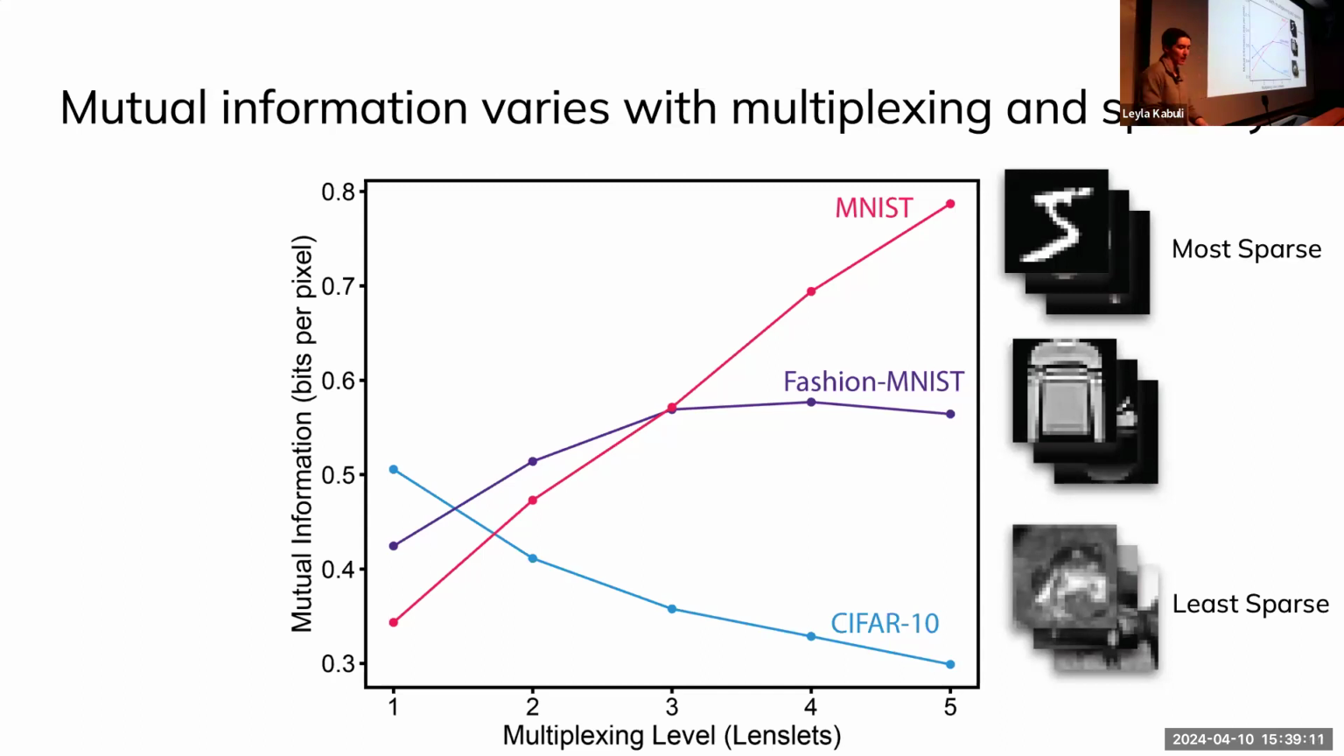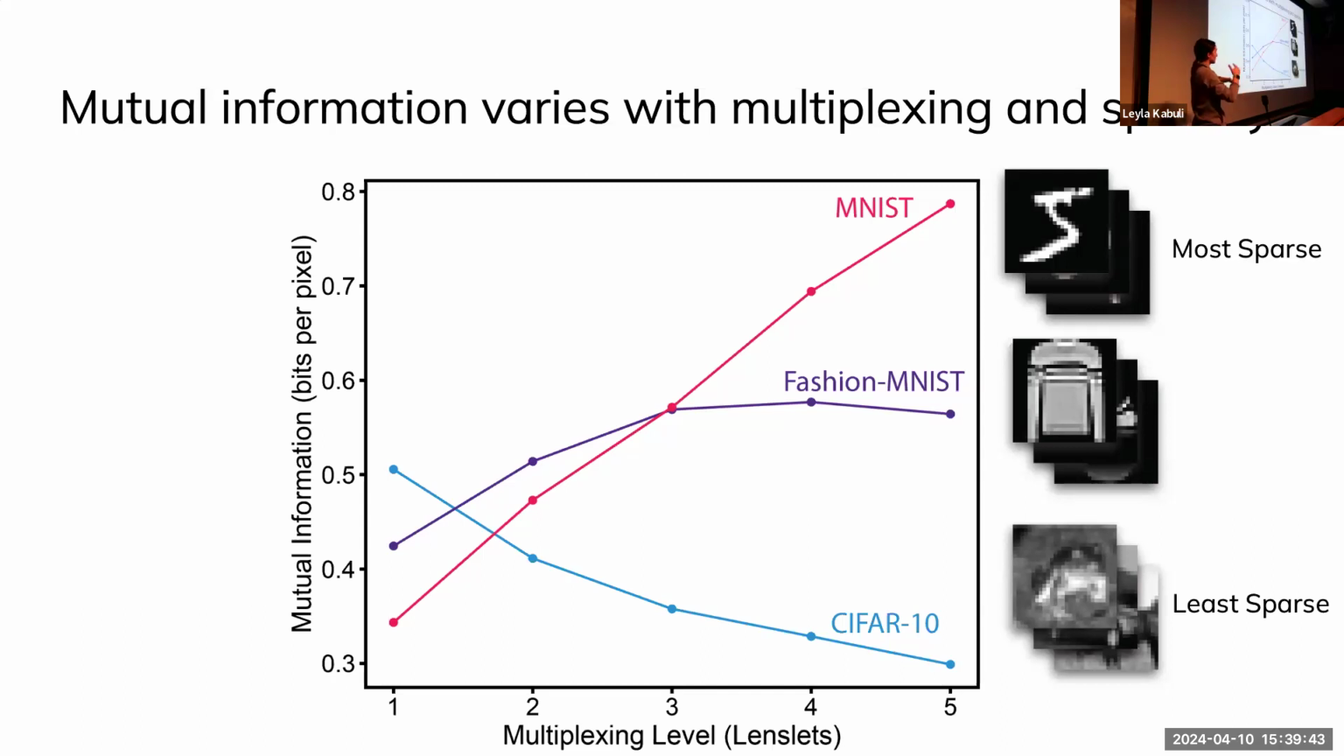For example, for MNIST. This data set is super sparse in that it has very few non-zero components in its image. When we overlapped these sparse objects by increasing the multiplexing level, rather than it going down in information, it actually went up. And the reason is we're able to overlap objects and put more of them, like for example, 3 or 4 copies of this 5, without the overlaps of the numbers actually causing a saturation.